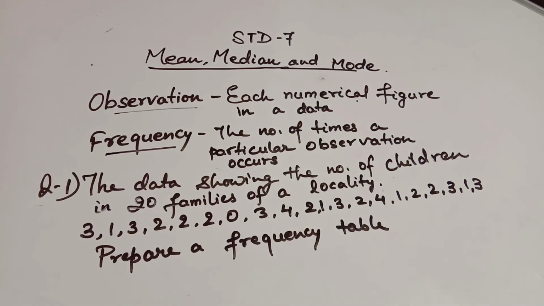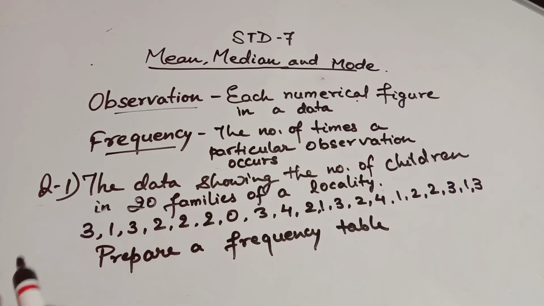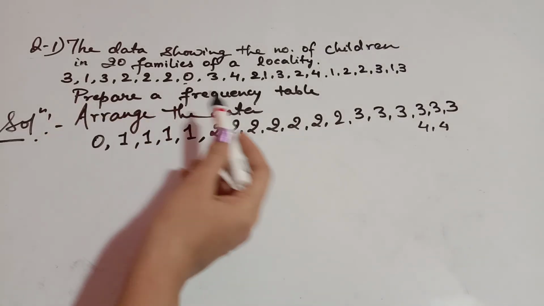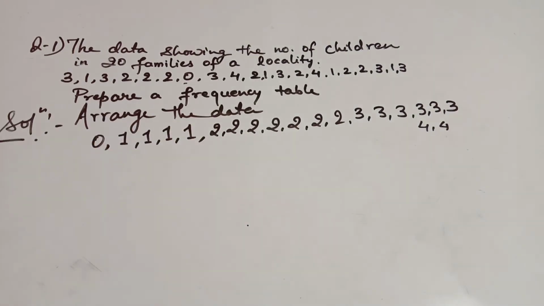Before the chapter starts from the topic of mean, there is a question: prepare a frequency table, and it's very simple. All of you must know what tally marks are, so you can prepare a frequency table. The data shows the number of children in 20 families of a locality. You have to prepare a frequency table. To prepare it, first we have to arrange the data in ascending order.